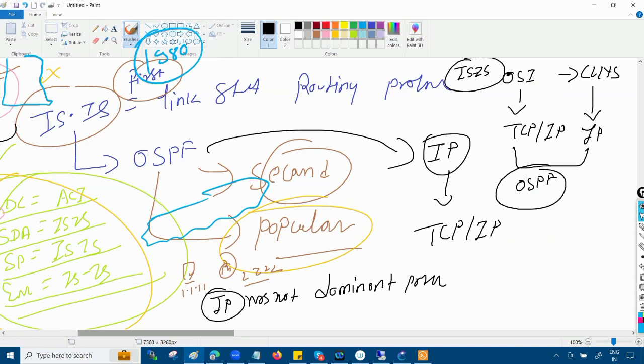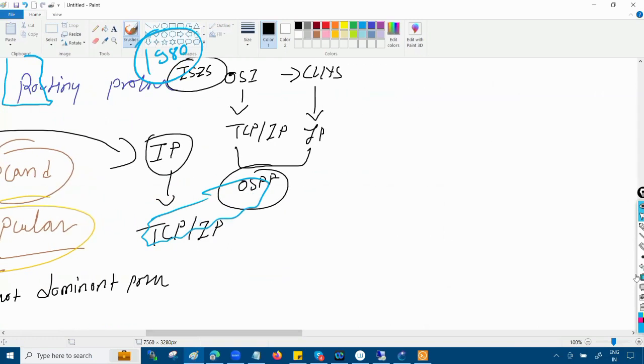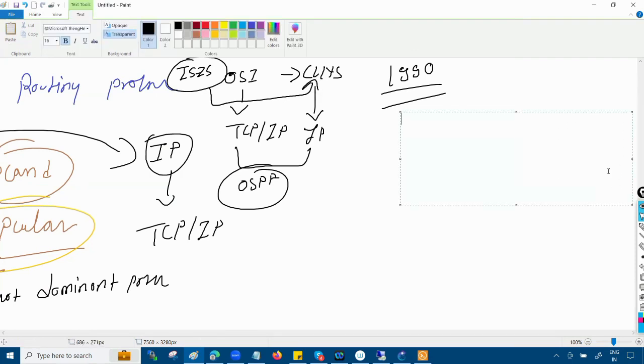But again, OSPF has a lot of disadvantages, like scalability issues. Then finally, in the 90s, they found that CLNS has a lot of issues, and IS-IS was only for CLNS. So they introduced a new type of IS-IS, called the dual IS-IS protocol. Why do I call it dual?